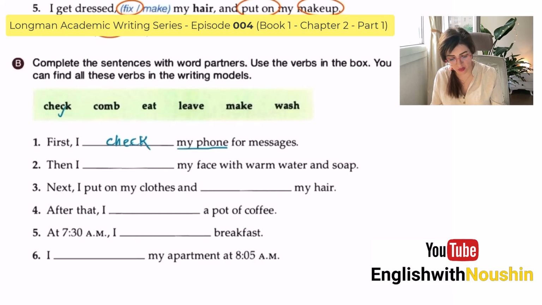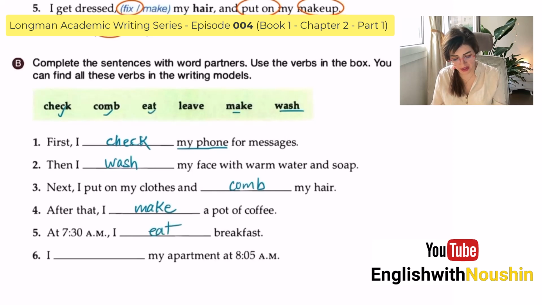Then I blank my face with warm water and soap. We just talked about that. We wash. Next, I put on my clothes, and what do we do with our hair? We comb my hair. After that, I make a pot of coffee. And then at 7:30 a.m., I eat breakfast. And I leave my apartment at 8. That was easy. Cool?